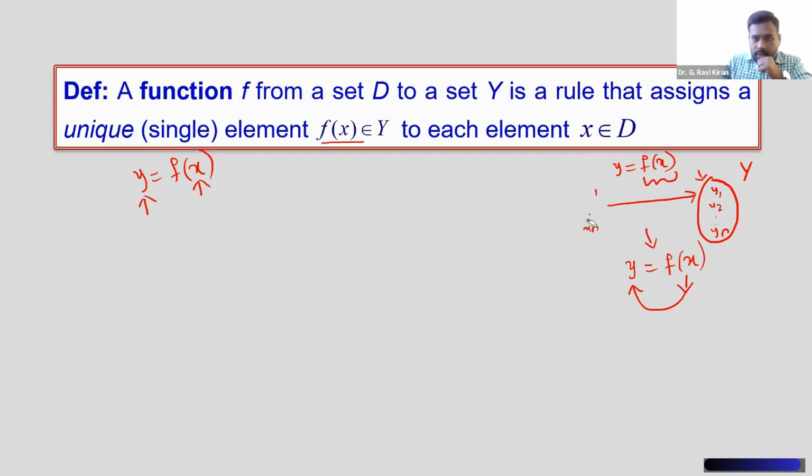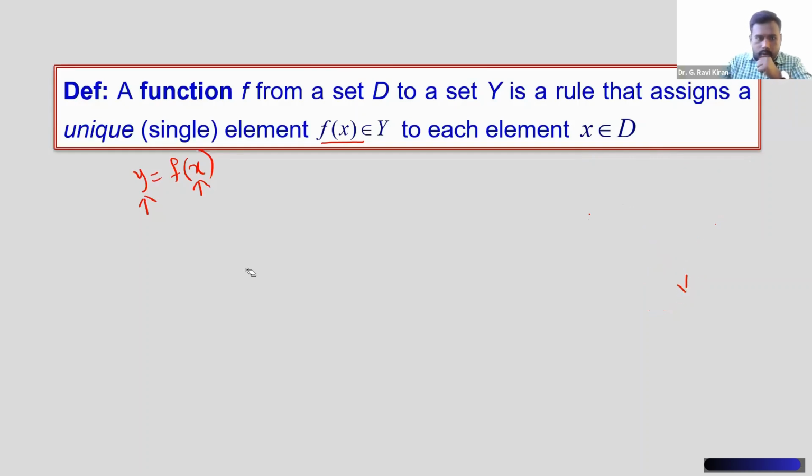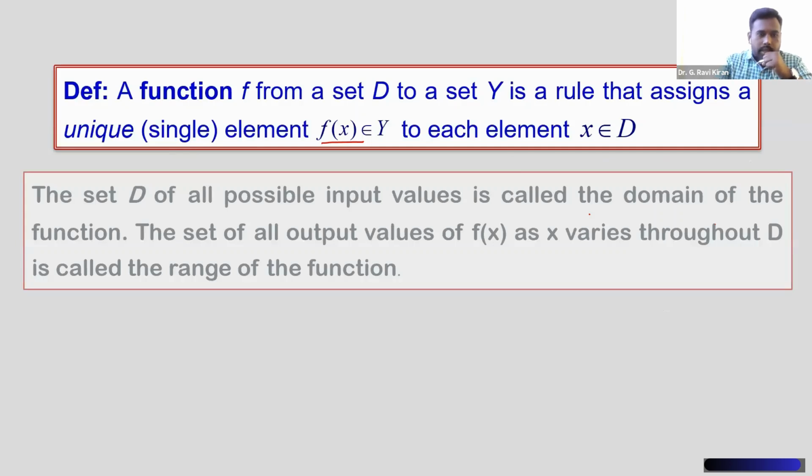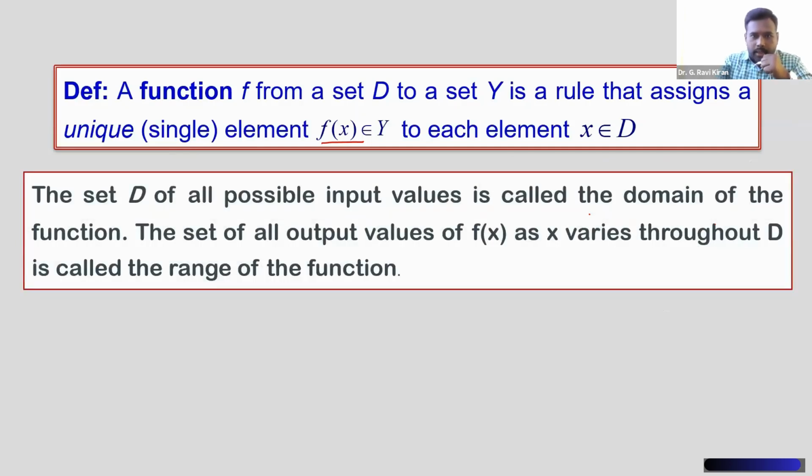Then see, let me just get into the other details. When you define a function, as you understood now, there are two sets of elements. The first set you are taking as capital D, and the second set you are taking as capital Y. All the elements of the first set, capital D, we normally call the domain, right?